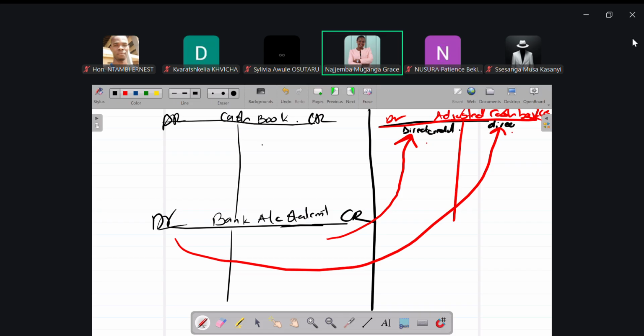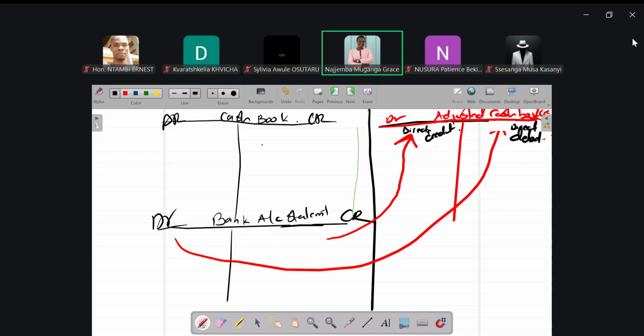And here we put direct credit. This is direct debit, sorry. We bring direct credit, what relates to direct debit.